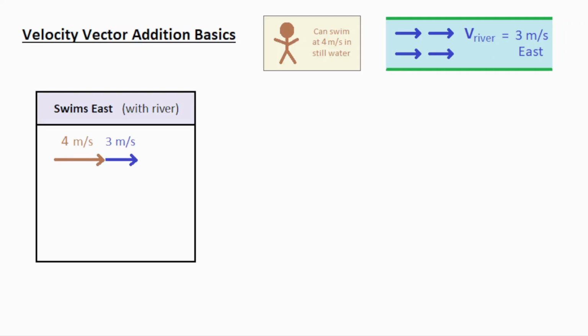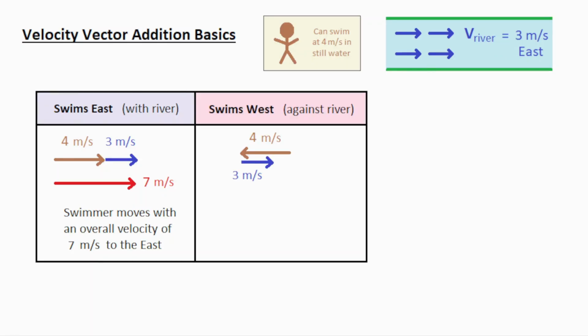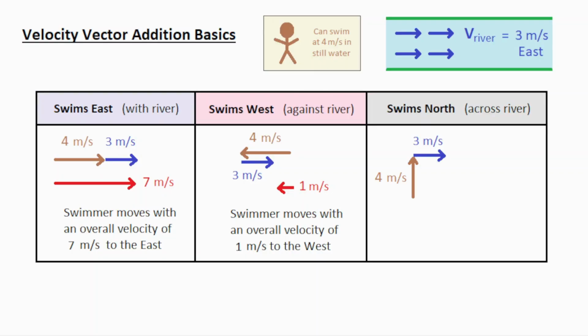In the first example, let's say the swimmer paddles in the direction of the river's current. I would add the vectors tip to tail. They point in the same direction, so the overall net velocity or vector would be 7 meters per second directed to the east. The next example will have the swimmer paddle against the river. We again add the vectors tip to tail, and the resultant vector or overall velocity is 1 meter per second to the west.